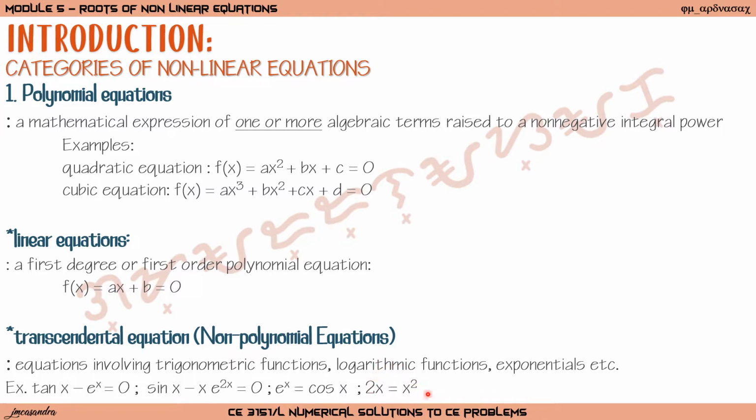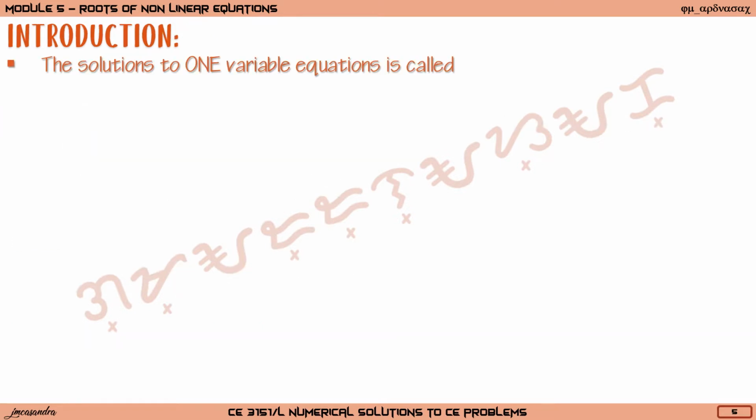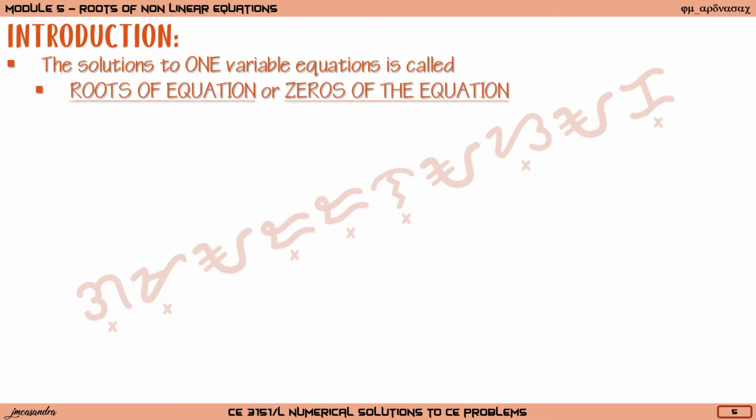2 raised to x is equal to x squared is an example of a non-polynomial equation. So the solutions now for one variable equations would now be called the root of the equation or the zero of the equation. When we say one variable, isa lang yung unknowns natin. So any degree, as long as it is one variable. So in solving this kind of equations, the solution is called the root or the zero of the equation.